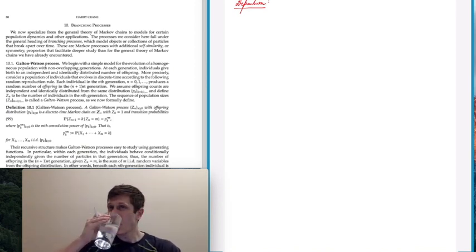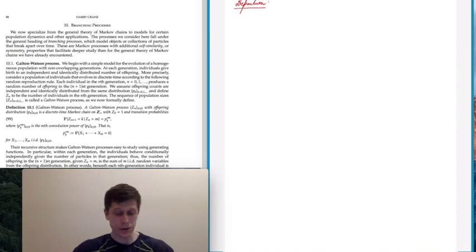And so on average, we're experiencing multiplicative growth in the population with each generation. Although, of course, there's a chance that in the first generation, the first individual has no offspring and then it goes extinct. So there's a positive probability of extinction, but it doesn't have to be 1.